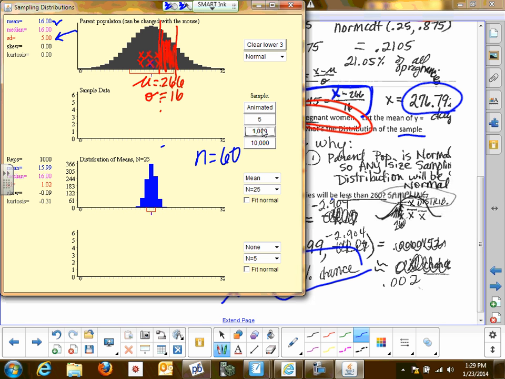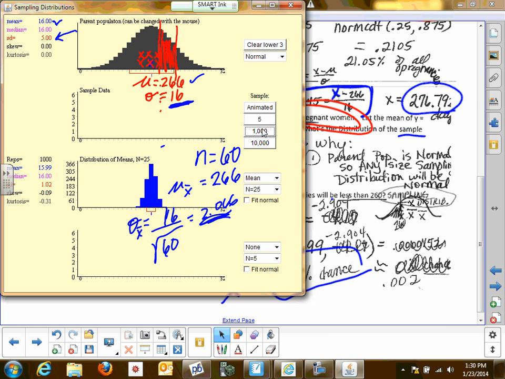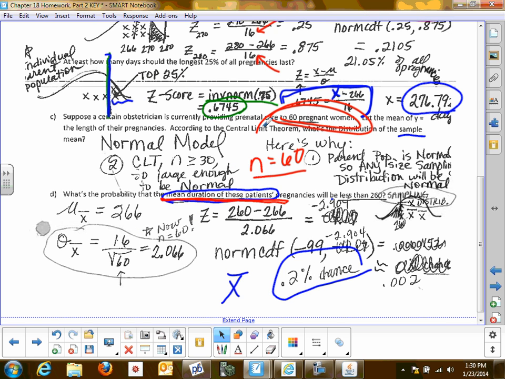By the way, what will the mean of this one be? Oh, that's standard deviation. Never mind. The mean is going to be the same as up here, 266. Its standard deviation is going to be 16 divided by the square root of 60, which is about 2.066 days. This one had a standard deviation of 16 days. This one has a standard deviation of 2.066 days, and it's more consistent.